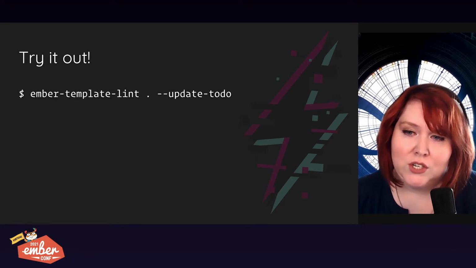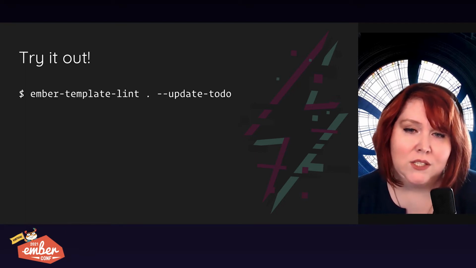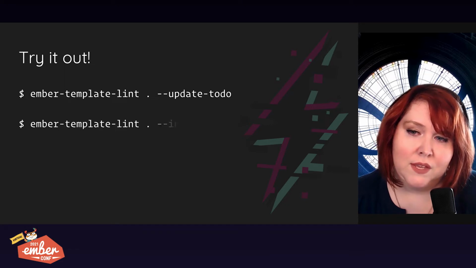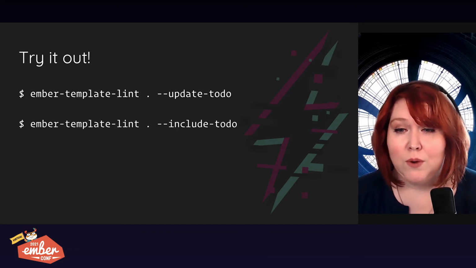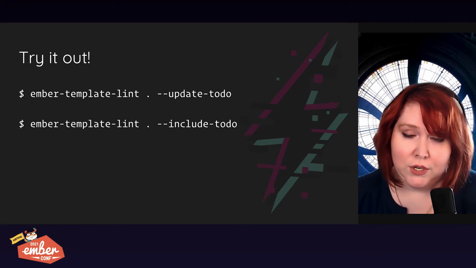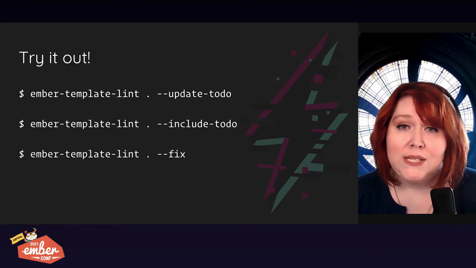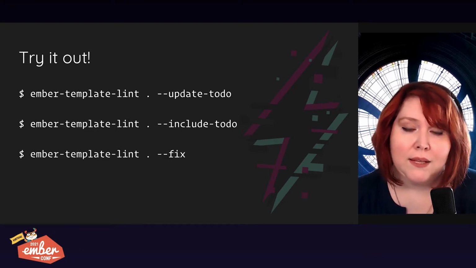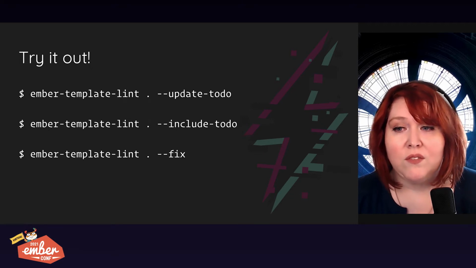And this feature was intended to mirror the QUnit to-do feature, which gives better consistency for developers who already use that. You can try this out yourself today. Once you've installed the latest version of Ember Template Lint, you can run the linter to create to-dos with the Update To-Do flag. You can see the to-do count when you run the linter with the Include To-Do flag. And once an issue is fixed, you can automatically remove the to-do with the Fix flag.